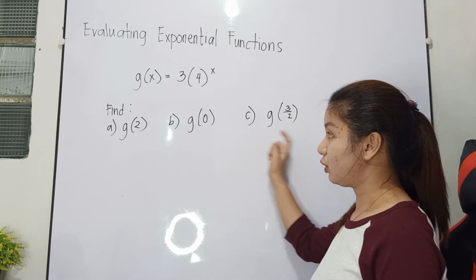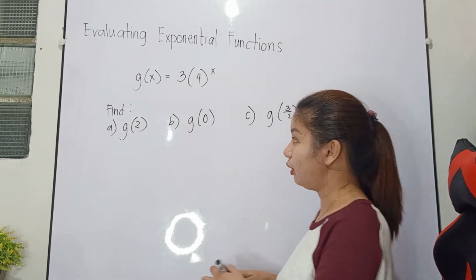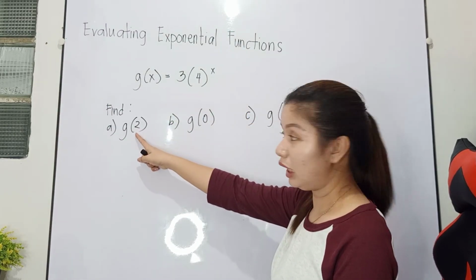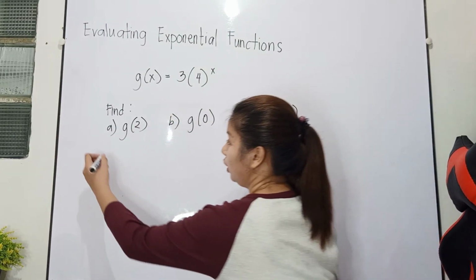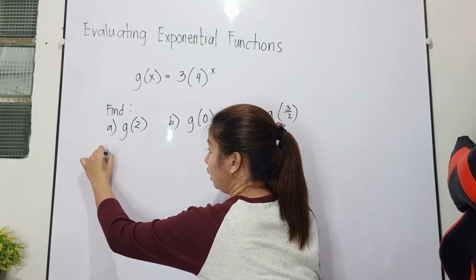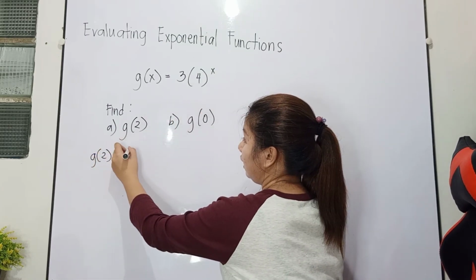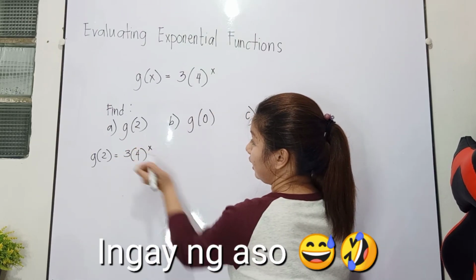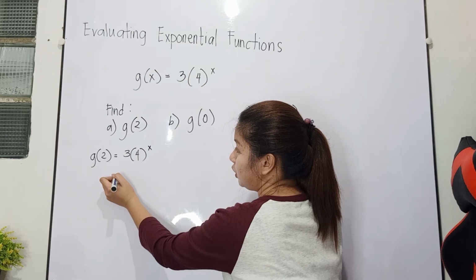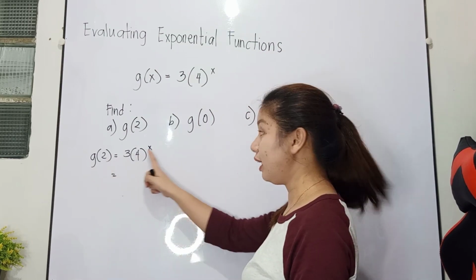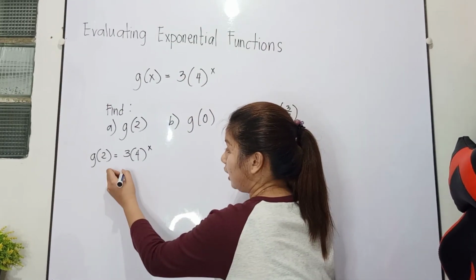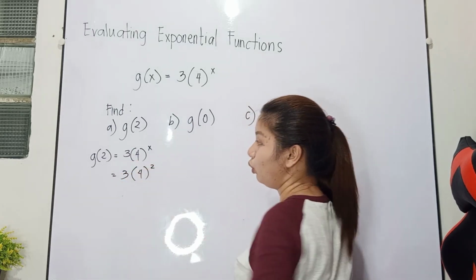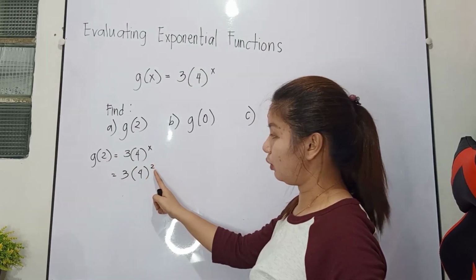3 over 2. So, let's have letter A. We have g of 2. Let's evaluate g of 2. So, g of 2 equals 3 times 4 raised to x. That's our given, right? So, we just substitute 2 for x. So, we have 3 times 4 raised to 2. We just substituted 2.